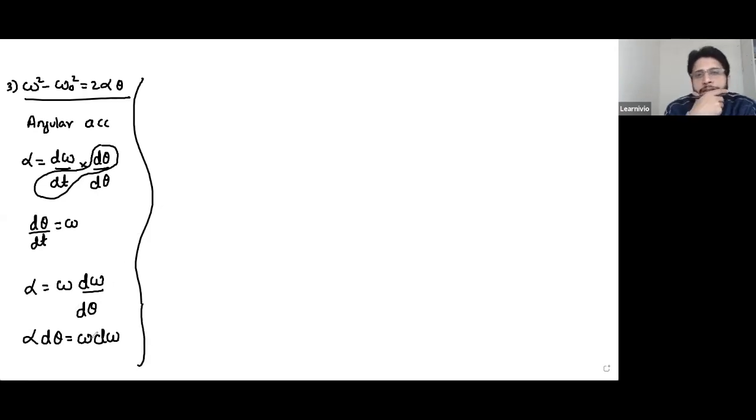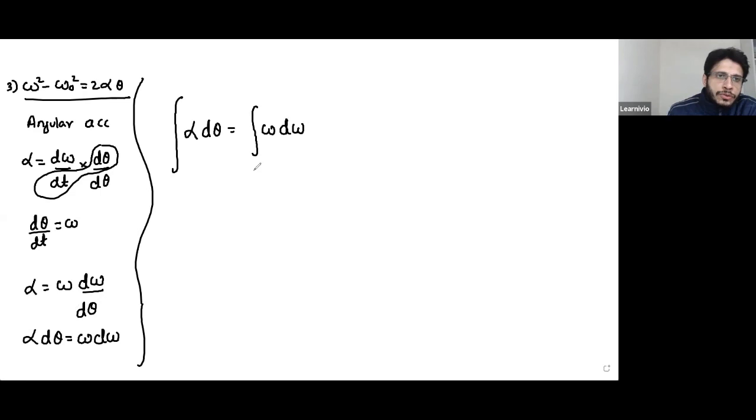So this d omega is the change in angular velocity if the angular displacement changes by d theta. So I can integrate on both sides. It's alpha d theta equals the integral of omega d omega. Initially your angular velocity is omega naught and your angular displacement is 0. Your final angular velocity is omega and your angular displacement is theta.